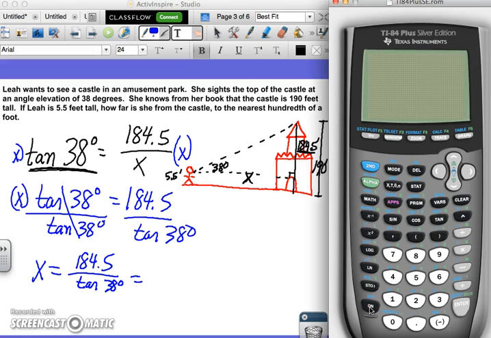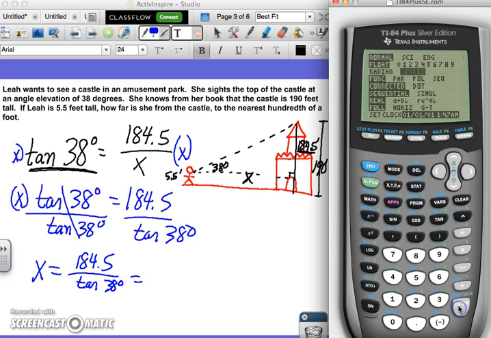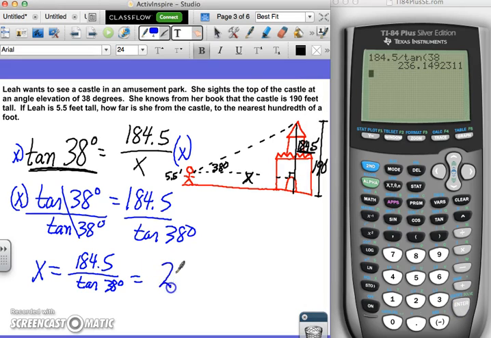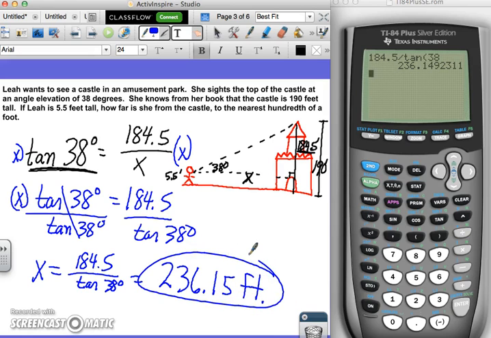So remember, as soon as we turn it on, the first thing we've always got to do is check our mode. So let's hit our mode here. Let's go down. Oh, it's in radian mode. Let's change it to degrees. Second quit. Okay, so let's type this in: 184.5 divided by tangent of 38. Press enter, and we can see that, how far is she away? Well, she is 236.15 feet away. There we go. Using trig, we've solved it. Solved our first one. So let's try another one.